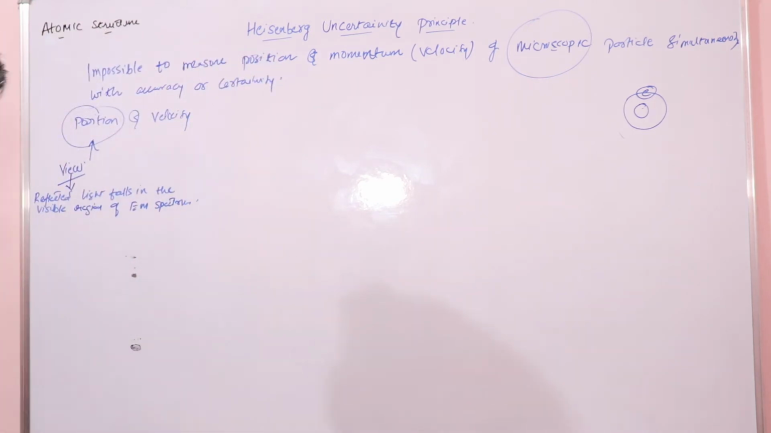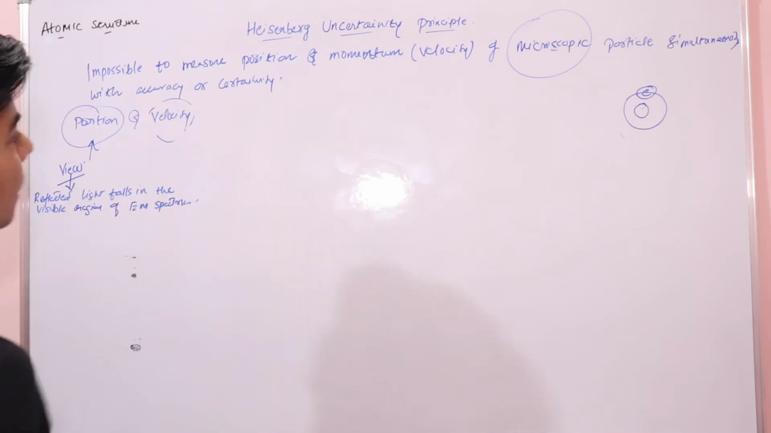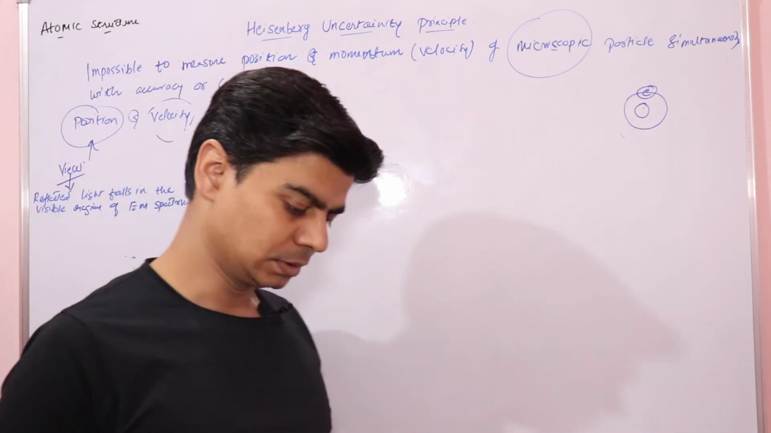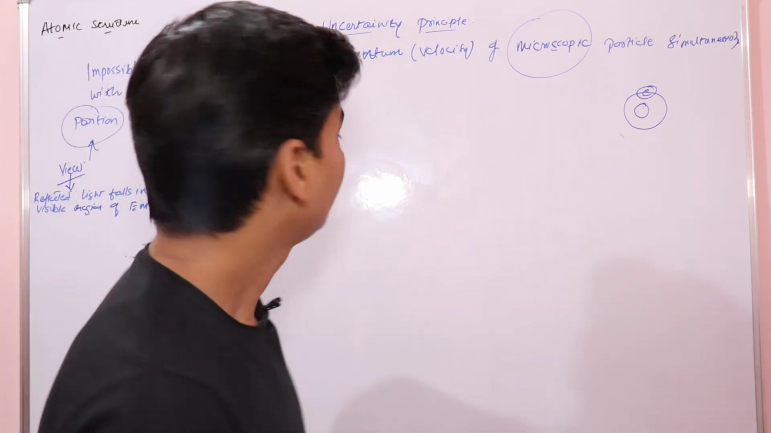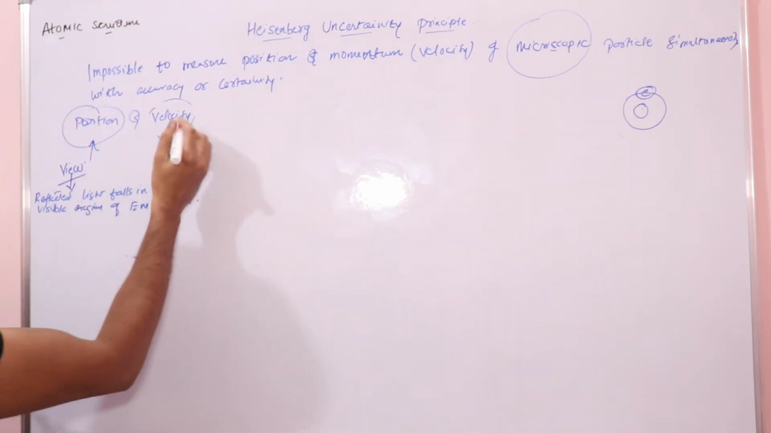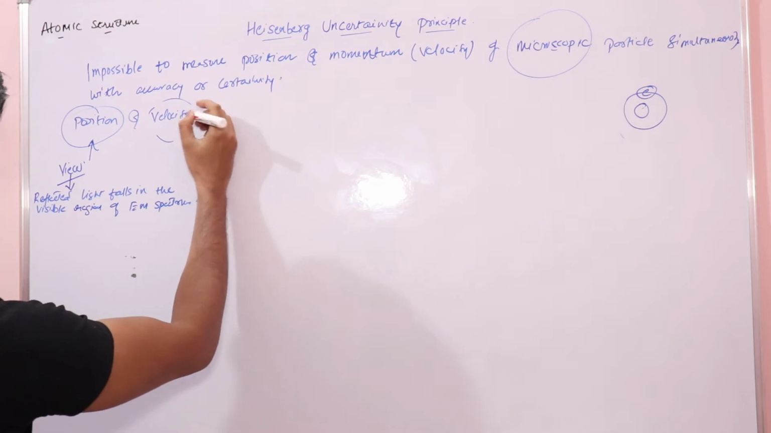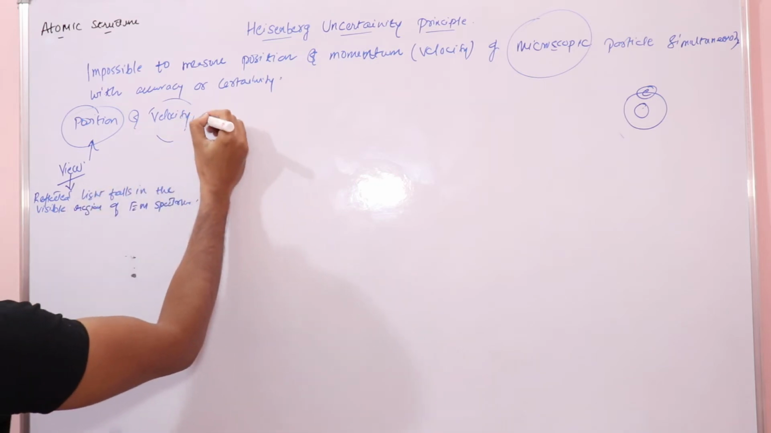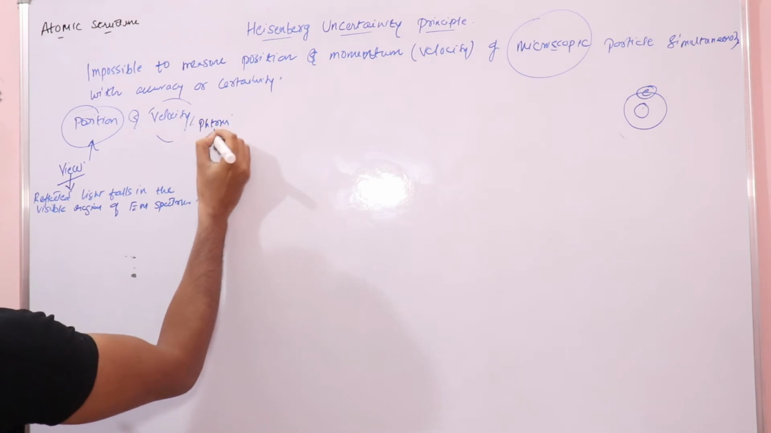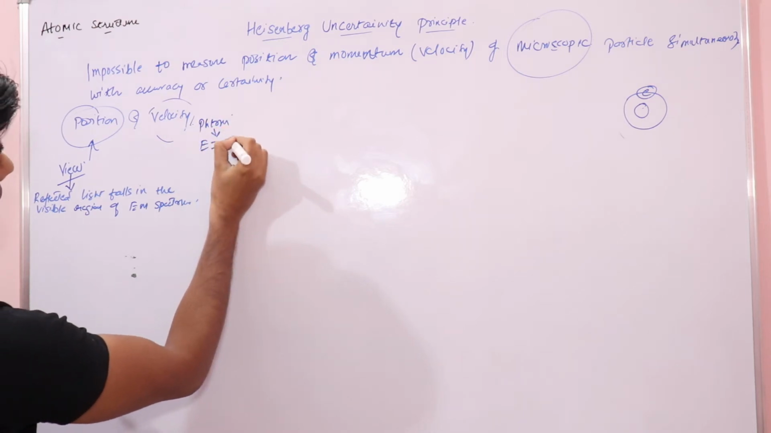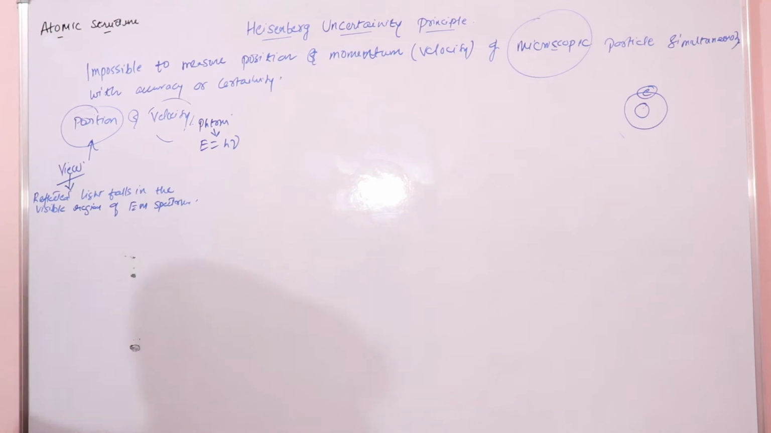And what about velocity? We know that light consists of photons, and photons have associated energy given by h nu.